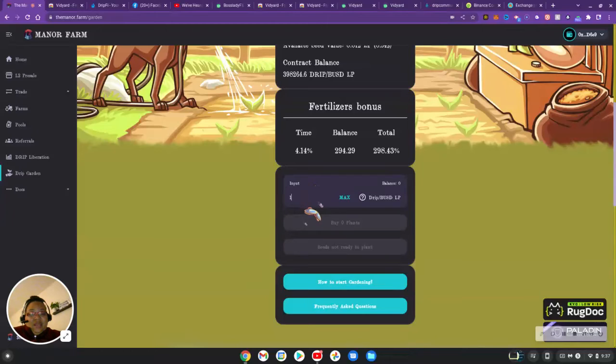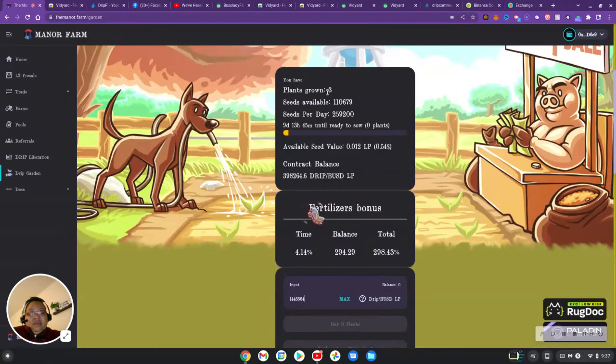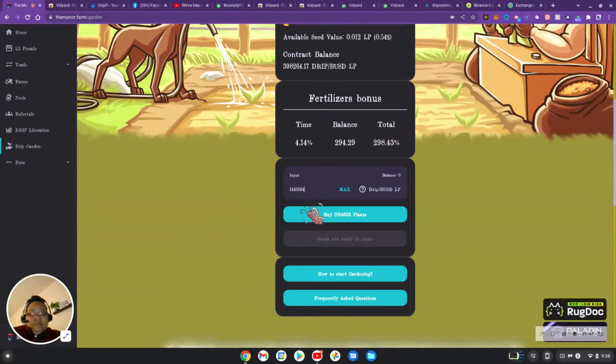Okay. And so you have numbers in here from your liquidity that you just bought. And then this would light up and you say buy a plant. And then that's how you get 1 plant, 2 plants, 3 plants. How many you get is how many plants you buy. Okay. And see how that lit up? Buy plants. I don't have no balance, so I can't buy no plants. But that will light up once you have money in there.